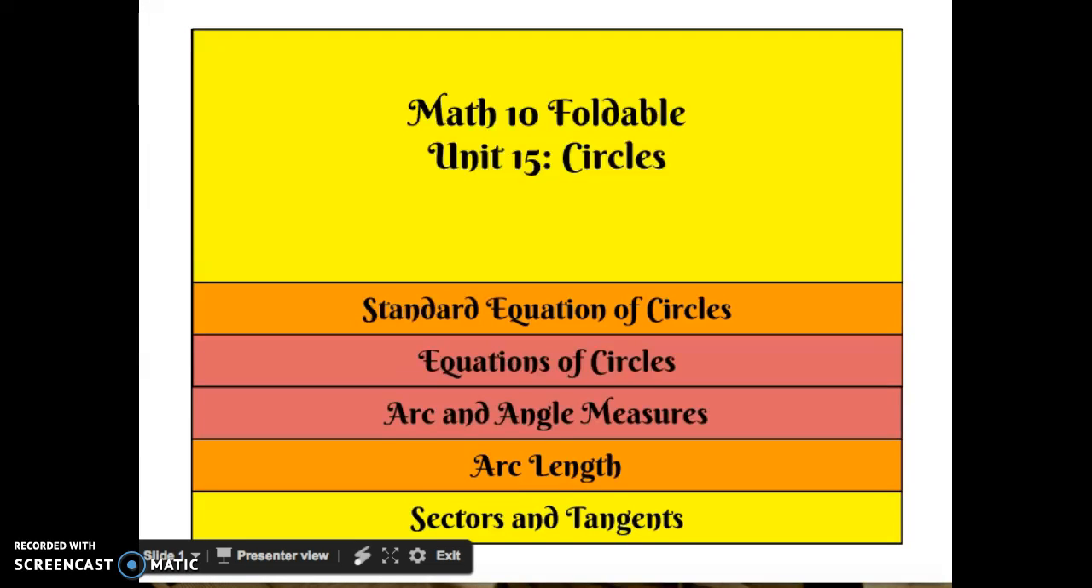Okay, today we're going to talk about our third tab of the foldable labeled arc and arc measures, and this is the Unit 15 foldable on circles. Today I'm just going to go over certain relationships between arcs and angles. We're not going to really do any examples in the foldable per se, but you're going to be able to relate them to each of these measurements that are related to arcs and angles.